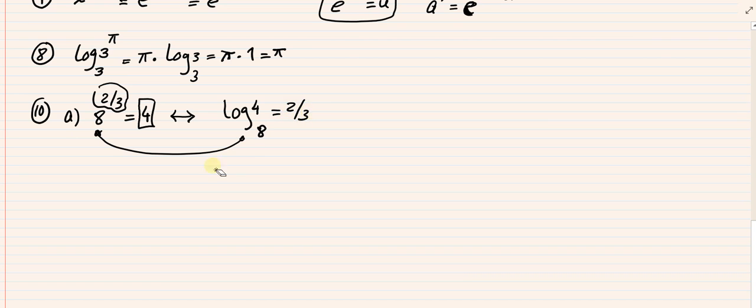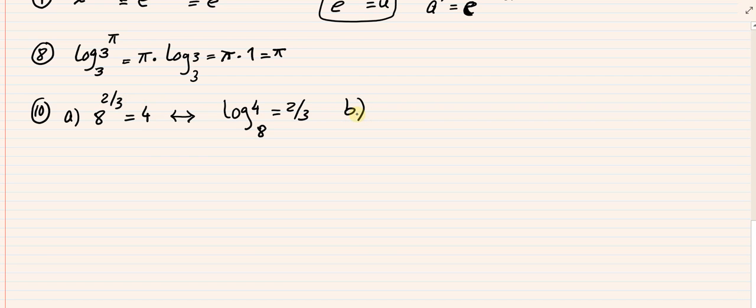Okay. So this reads log base 8 of 4 equals 2/3. So that means 2/3 is the exponent to which you raise the base to get the 4, in this case, the argument. That's part A.